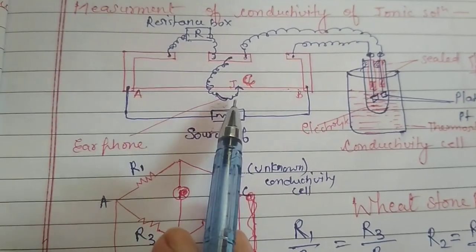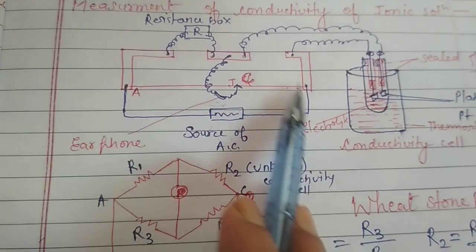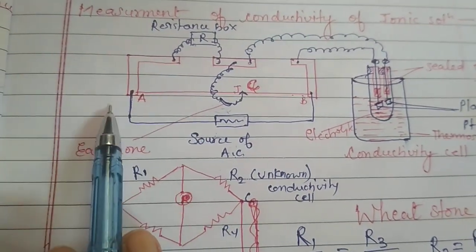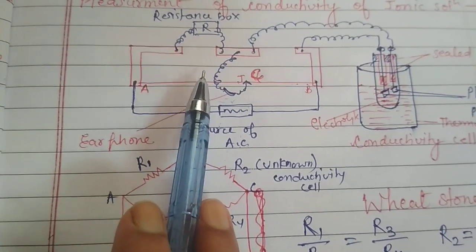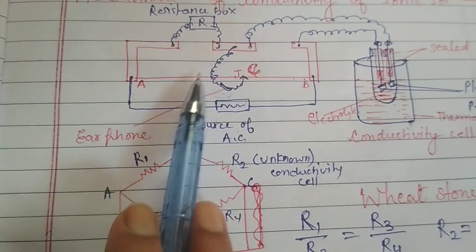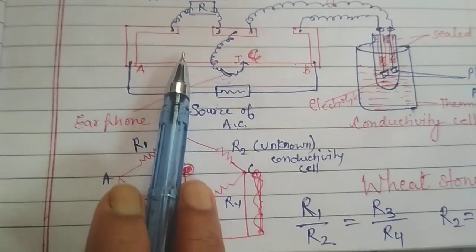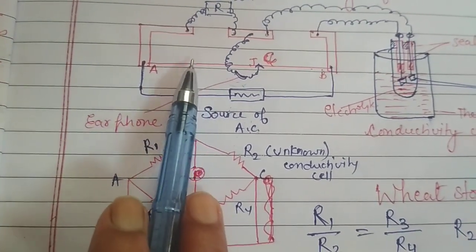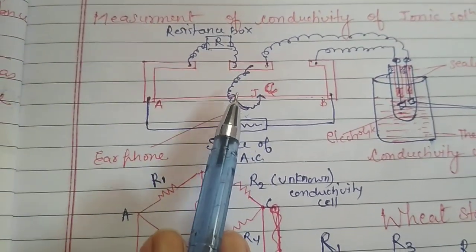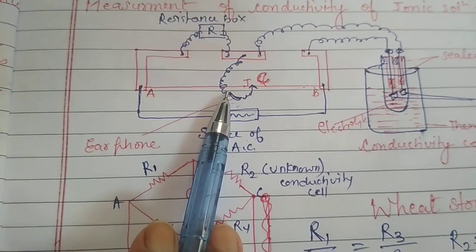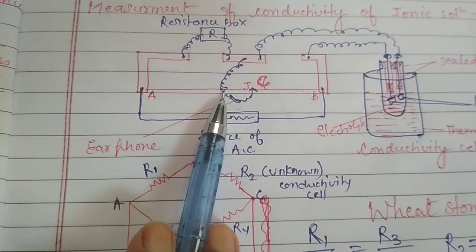Thereafter you are to find out the null point by sliding this jockey on this metal wire AB at different points. When there was a galvanometer, you can read the null point by seeing whether the deflection is stopped or not. When the deflection of the galvanometer would not be there, that would be the null point. But now we are having the earphone, so we have to hear the sound from this earphone. When the sound of the earphone would be minimum, that would be the null point.